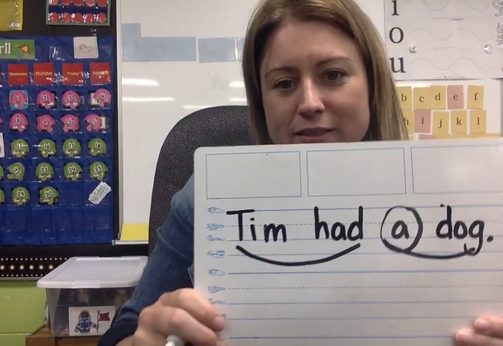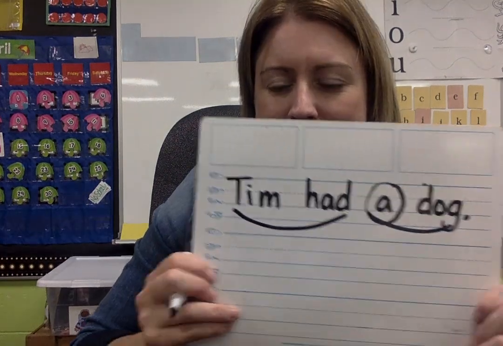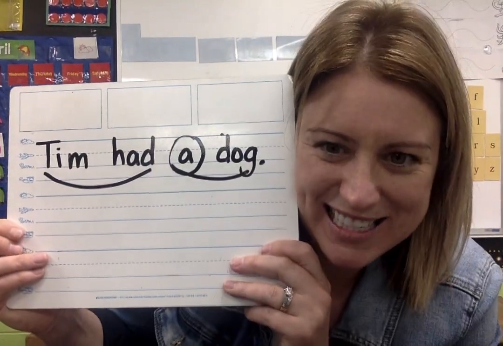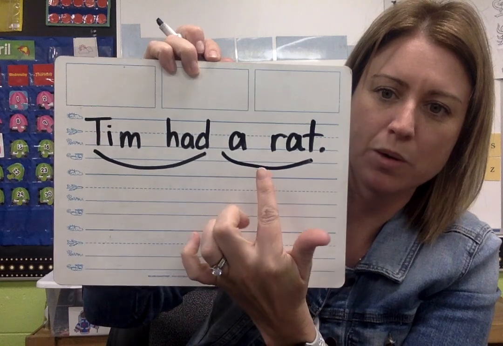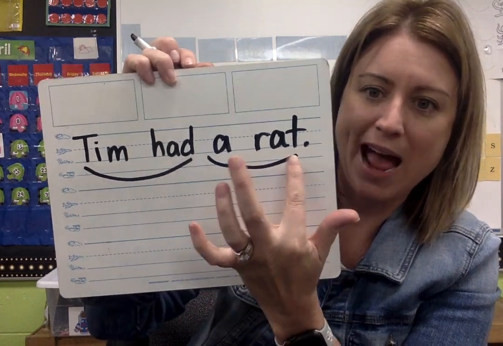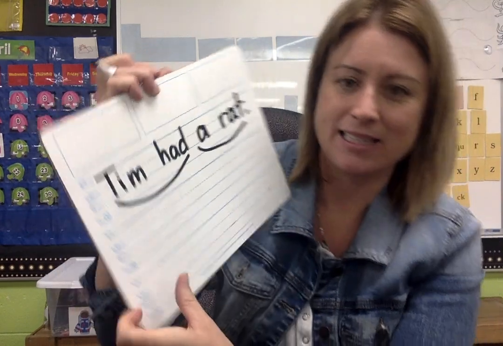Tim had a dog. What if we change it so it says Tim had a rat? Ew. So Tim had a rat. Okay, I changed one word. I took dog away and I wrote rat. Rat. Good. Let's make it say Jim had a cat. So you're going to need to change two things. Jim had a cat.